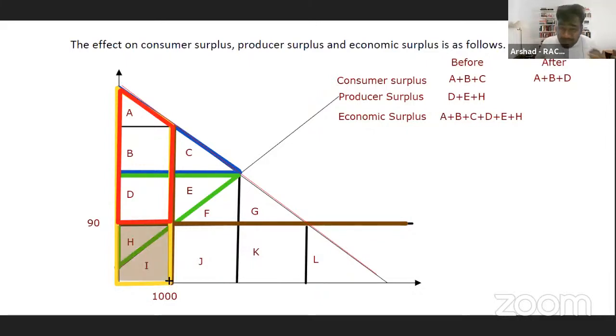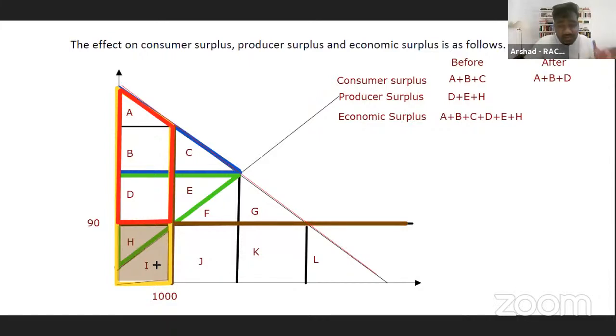But what is the minimum that he is expecting? Again, going with the supply curve, the minimum he expects to get is only I. This is his minimum requirement, guys. He says, okay, to supply 1,000 units, the minimum he is willing to get is this much, the I area. So what is he getting in excess? Which area is he getting in excess? He's getting H in excess, right? So that H becomes producer surplus.